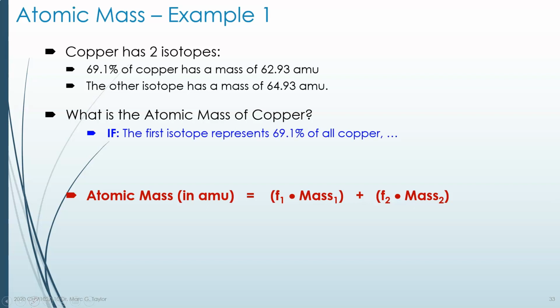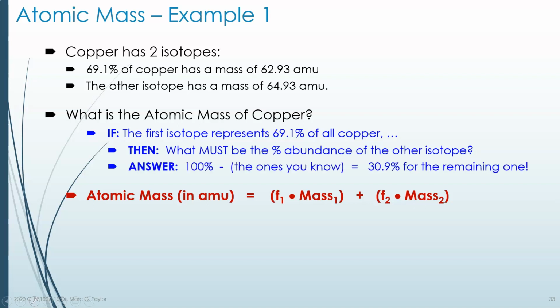Well, we know the first one is 69.1%, and we know that when we add up all of the isotopes, any total of anything is always 100%. So what's the abundance of the other isotope? Well, it must be 100% minus all the others. Well, there's only one other, 69.1%. And that tells us that the remaining isotope is 30.9%. So now we divide that by 100, 0.309, and now we have all four numbers.